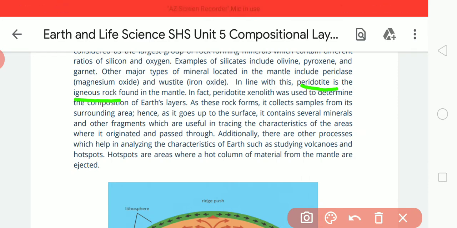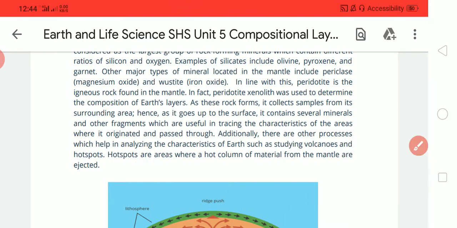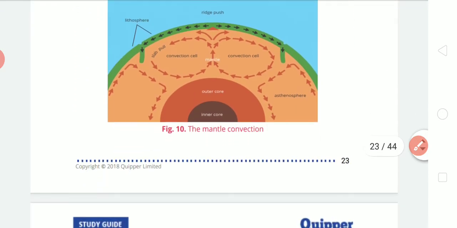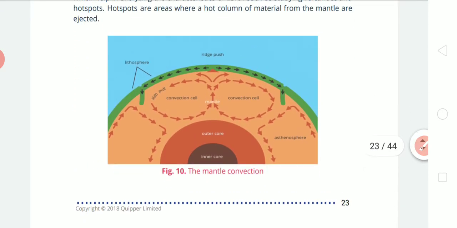Additionally, there are other processes which help in analyzing the characteristics of Earth, such as studying volcanoes and hotspots. So, hotspots are areas where hot columns of material from the mantle are ejected. So this is what we call the mantle convection.